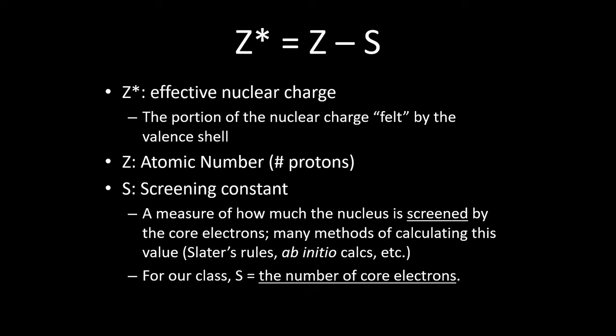Now there are a whole bunch of ways to calculate this screening constant. If you want to get super complicated, you can get pretty much as complicated as you want, and I'm talking like needing a supercomputer to do your calculations type of complicated. We are not going to do that. We are going to be as simple as possible. We are going to use the number of core electrons as our screening constant. And so it's not actually going to be constant across the table. It will be different for different elements.